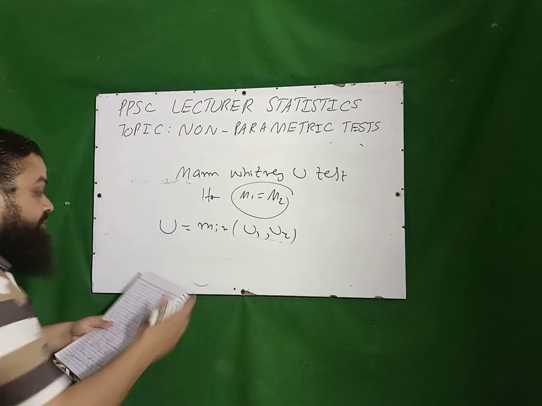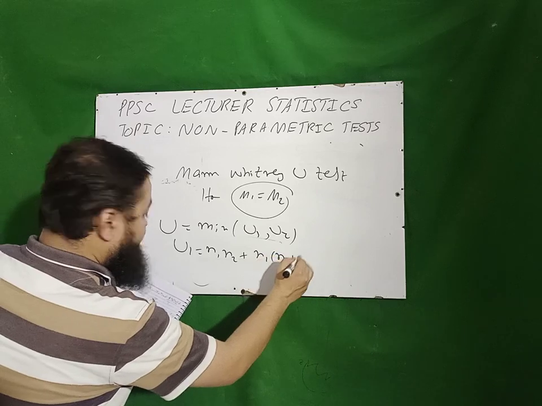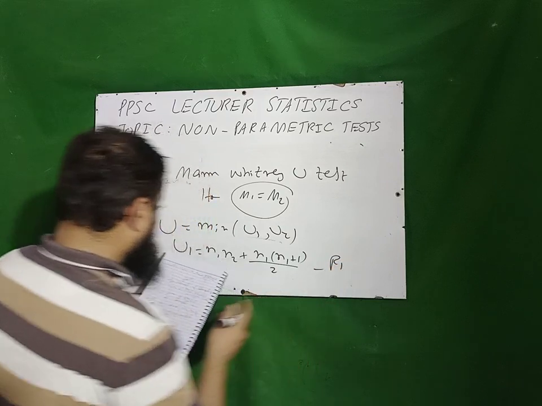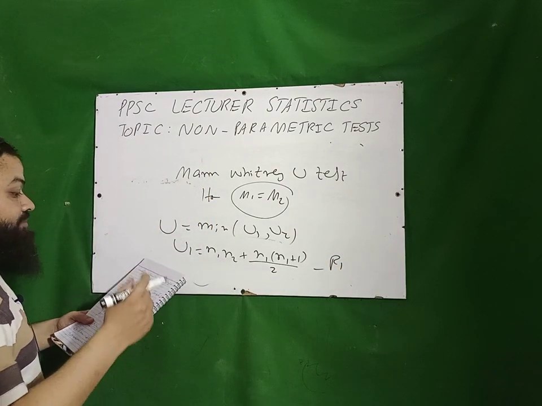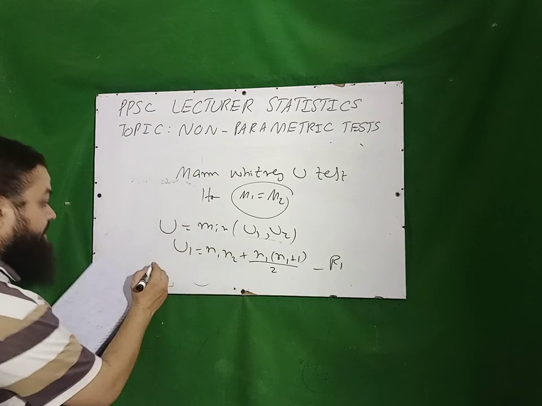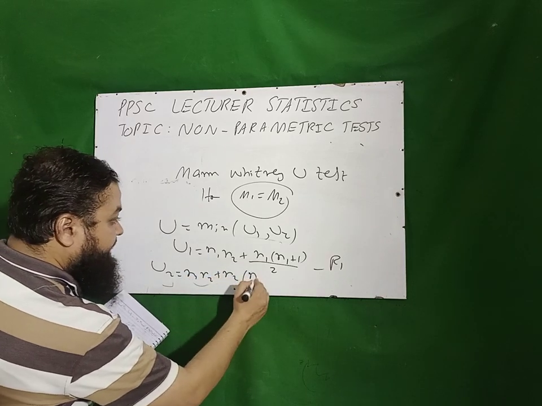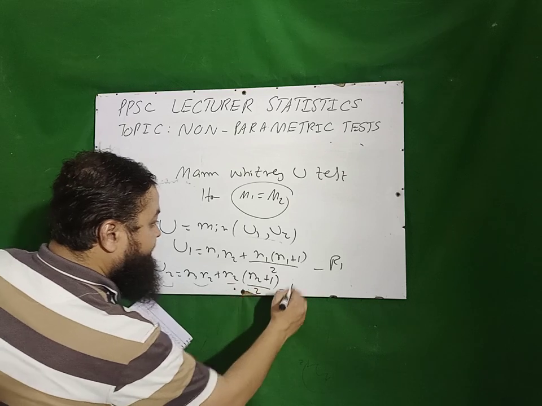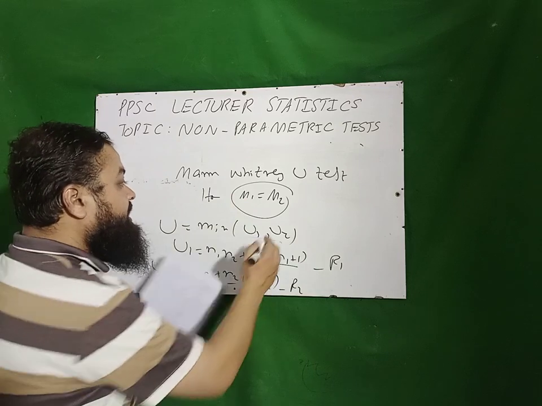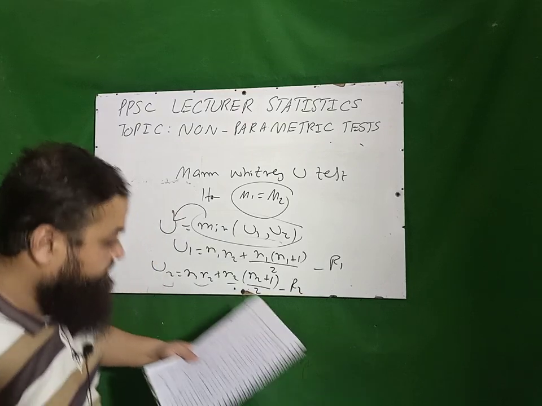Now I will tell you what U1 is. U1 is equal to n1 n2 plus n1 into (n1 plus 1) whole divided by 2 minus R1. And what is R1? R1 is the sum of the ranks of the first sample, and R2 is the sum of the ranks of the second sample. U2 is equal to n1 n2 plus n2 into (n2 plus 1) over 2 minus R2. Now after getting the values of U1 and U2, whichever has the minimum value will be the value of the test statistic U, a very important concept.